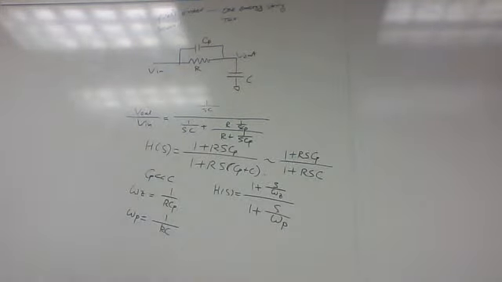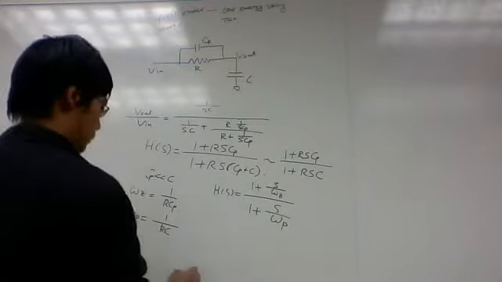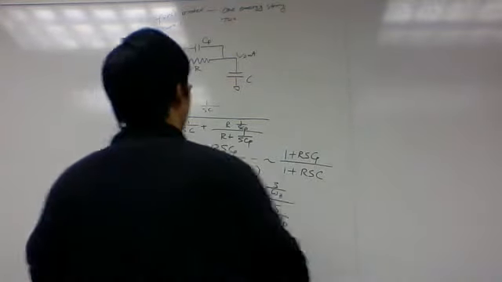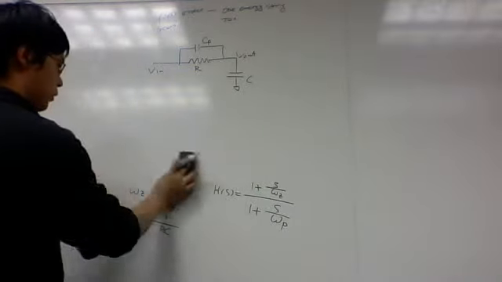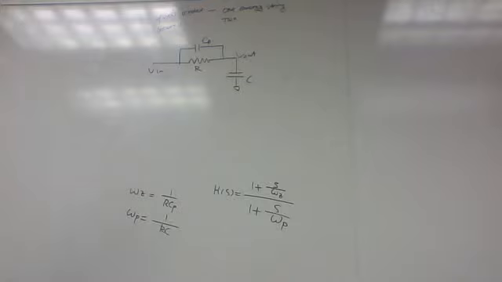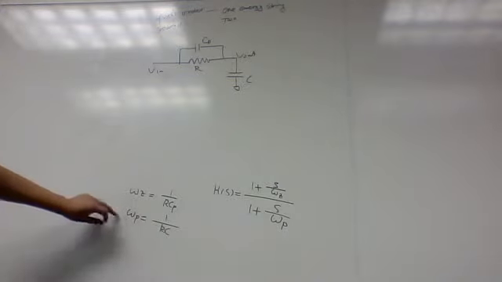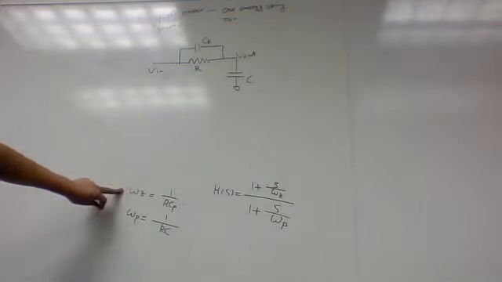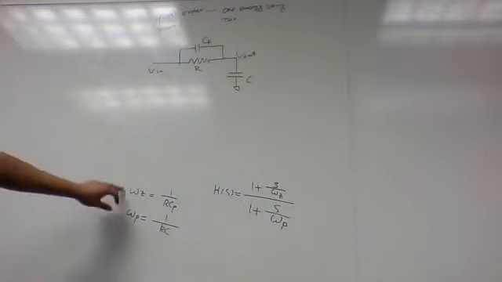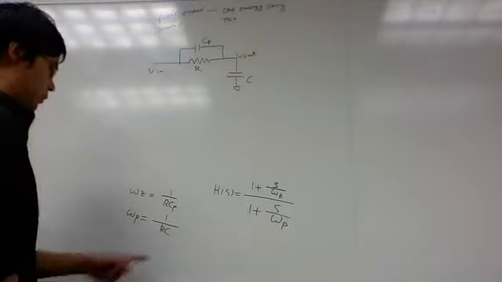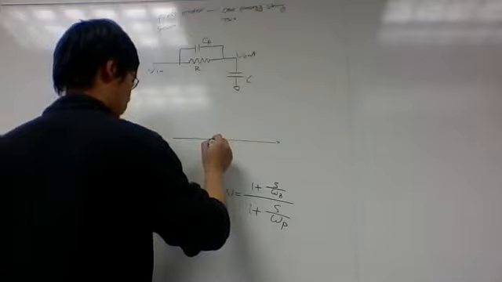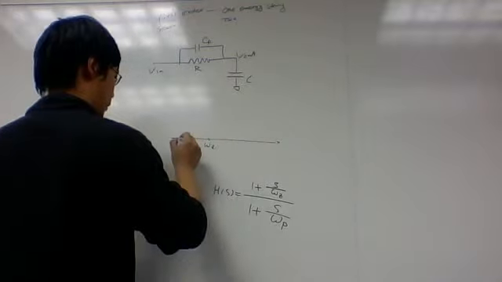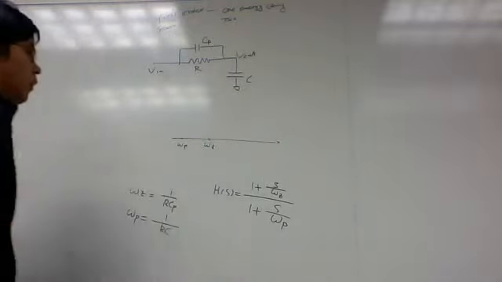So that's all you have. You have a pole at 1 over RC, and you have a zero at 1 over RCp. So you'll see the pole first, then you see the zero, because omega z is much bigger. So if you see the frequency response, you have omega p here, and then you have omega z here.